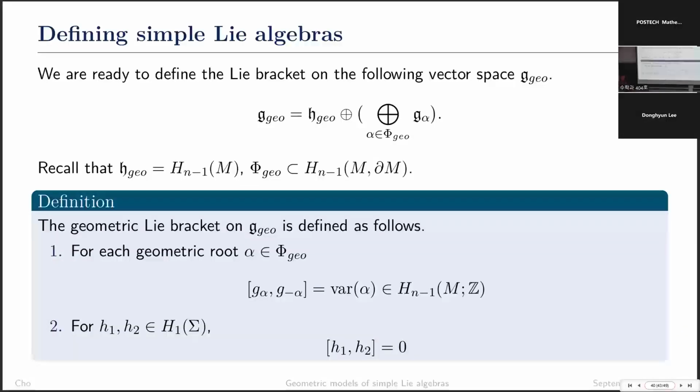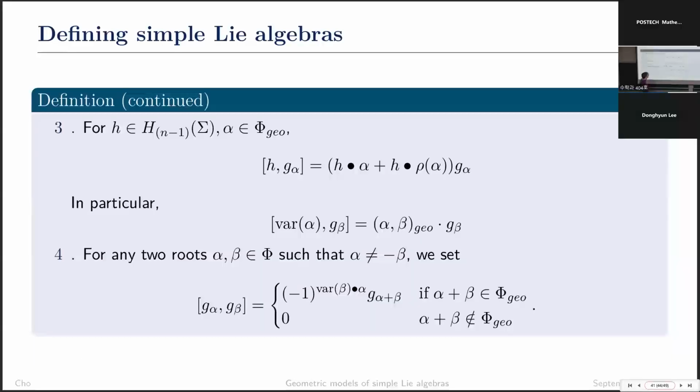Okay, so let me quickly go to the definition of the Lie bracket. So this H0 was the middle dimensional homology, and for each geometric root, we create some formal one-dimensional generator. For each arc, the bracket of the arc with its orientation reversal is defined with the variation image of alpha. If we are in the homology of the Milnor fiber, then the bracket is defined to be 0. If from the closed curve to the arc, then this is a bit complicated.